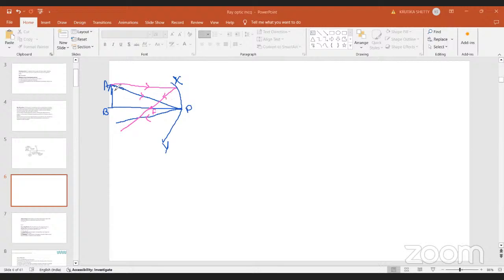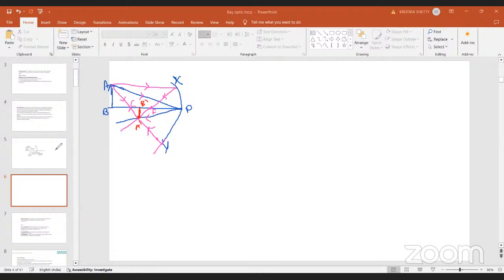Next, the ray which is passing through the center of curvature, after reflection goes back in the same direction. So now here you can see all the 3 rays are meeting at one point. Here we are able to see the inverted image. This is B dash, this is A dash.